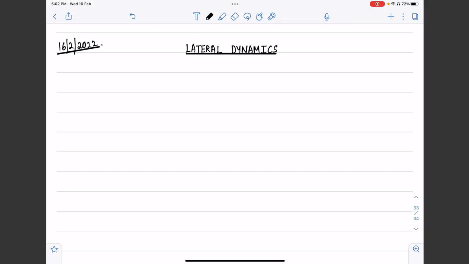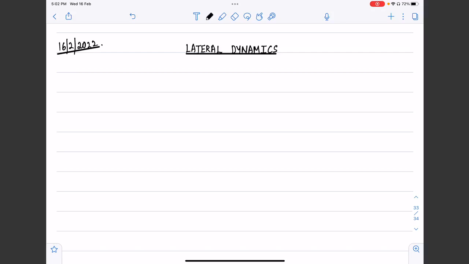If we recall, what we did in the previous class was to look at a brief recap of dynamics. We looked at the Newton-Euler formulation and the Euler-Lagrange formulation. So from today's class, we will start looking at vehicle dynamics per se. We will apply whatever we have learned to analyzing the dynamics of road vehicles.